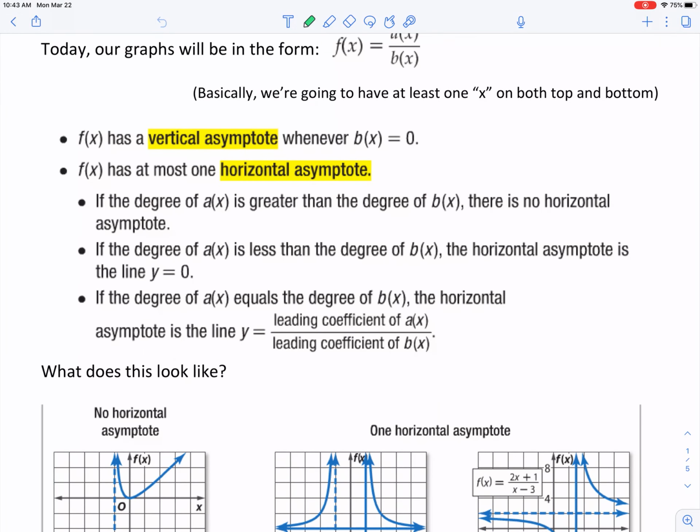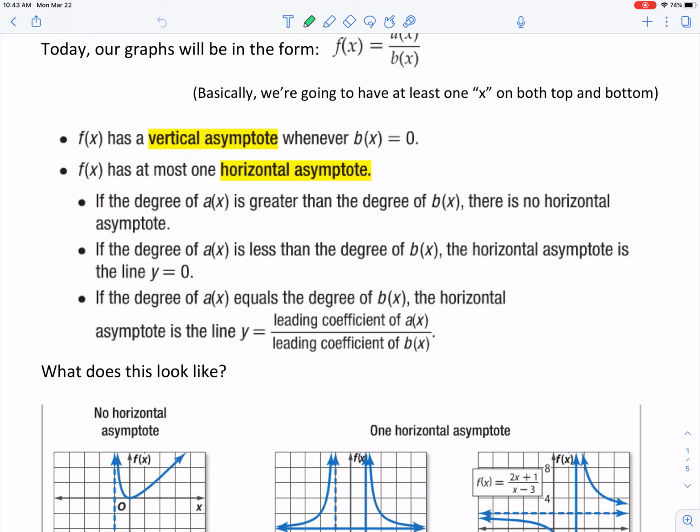The function, so there's some rules you've got to learn here. First of all, the function has a vertical asymptote anywhere where the bottom can equal 0. We saw that yesterday. The difference is that today you might have more than one vertical asymptote. The function might have a horizontal asymptote, or it might not.